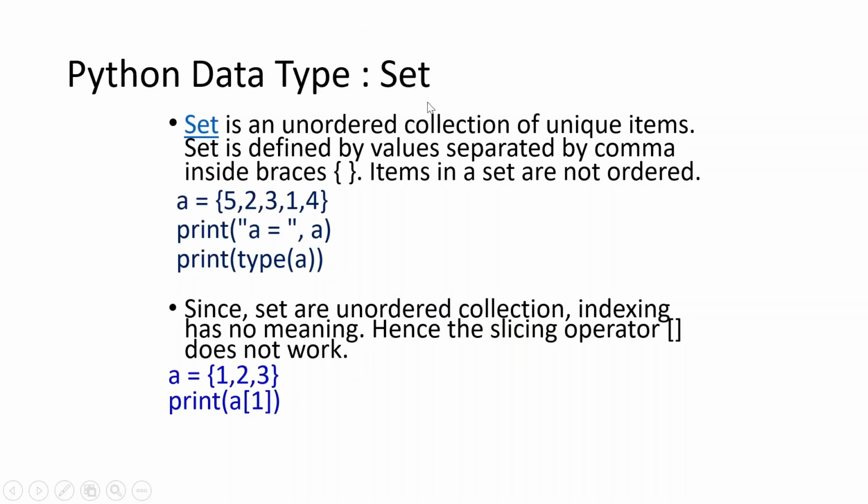The next data type is a set. A set is an unordered collection of unique atoms. It is not in an ordered manner, so we cannot do slicing or indexing. A set is defined by values separated by commas inside braces, that is curly brackets. So atoms in sets are not ordered. So A is equal to, inside the curly brackets, all the elements separated by commas. You can print here, this is print, and then type of A is your set.